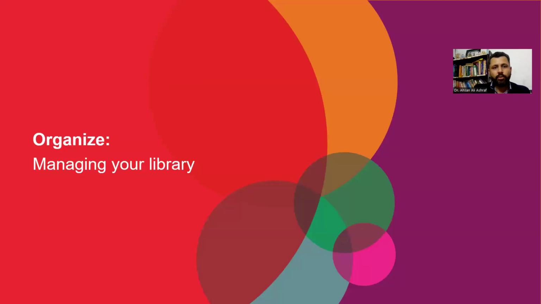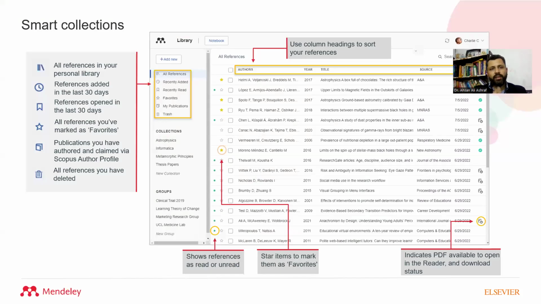Next, we have how you manage your library. On the left side, the highlighted sections are recently added, recently read, favorites, publications, and the trash. The trash means the papers you just deleted from your database; there is also a possibility to use that particular paper again.